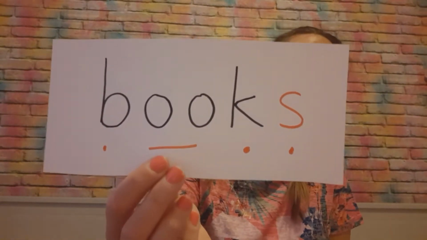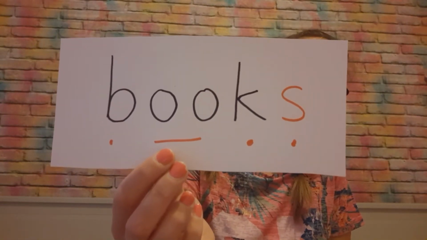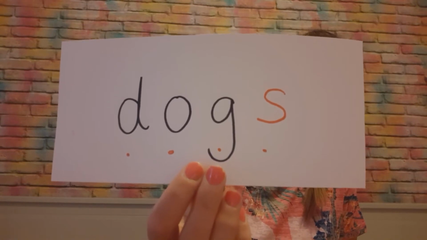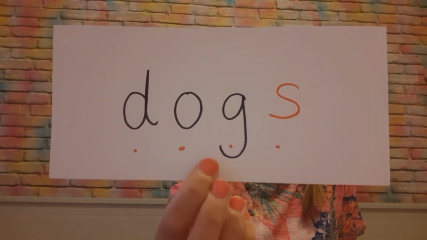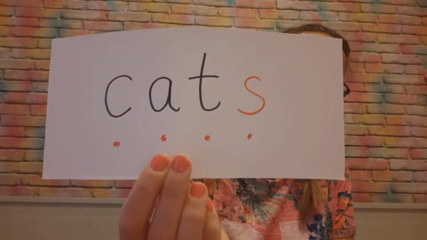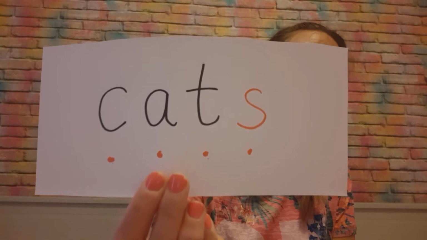So we're going to have one book, or we could have 3 books. Okay, so it's just that same rule. Add the S on the end. We could have 1 dog and 5 dogs. And then you can have 1 cat and lots of cats.